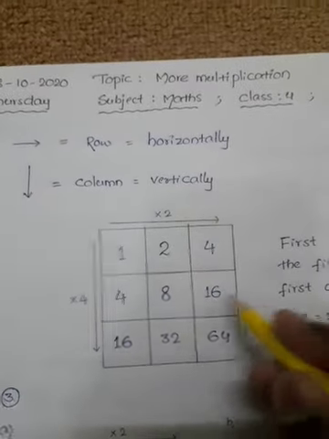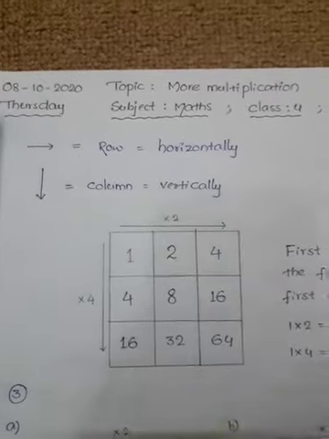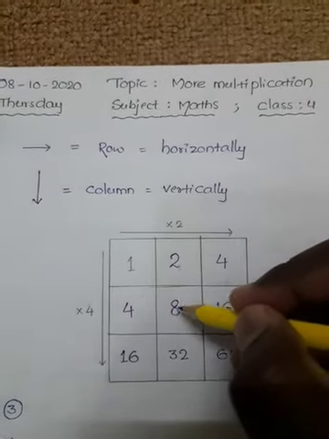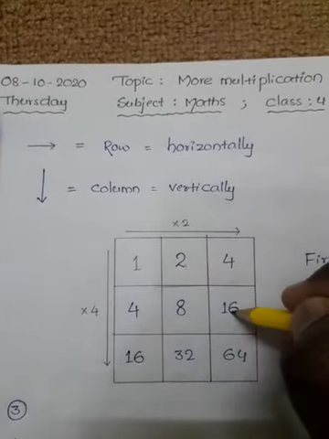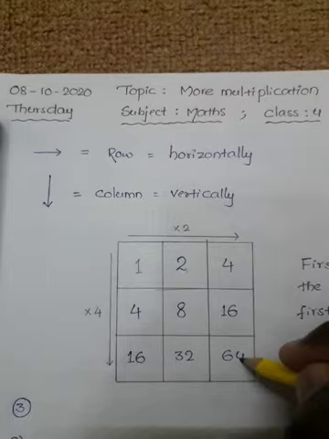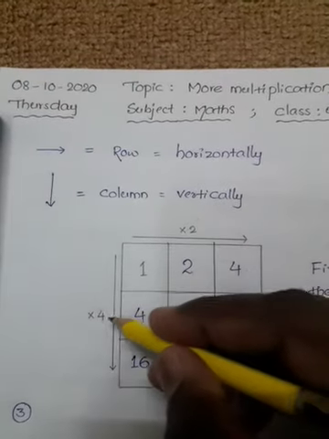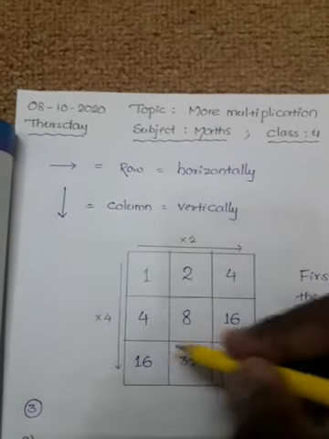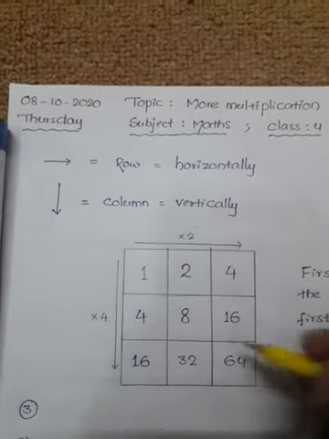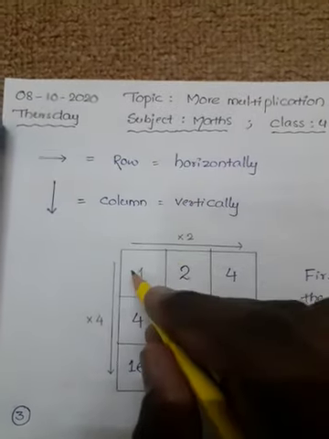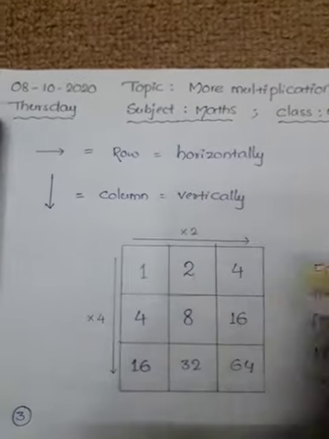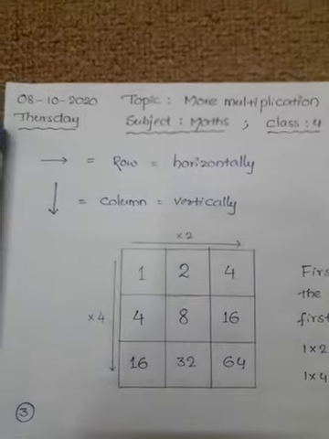Now, for the remaining numbers, you can use the row method or the column method, either is the same. Look at your example: 4 multiplied by 2 is 8, 8 multiplied by 2 is 16, 16 multiplied by 2 is 32, and 32 multiplied by 2 is 64. Or look here: 2 multiplied by 4 is 8, 8 multiplied by 4 is 32, 4 multiplied by 4 is 16, 16 multiplied by 4 is 64. Once you finish the first row and the first column, for the other values you can use the row method or the column method, anything you can use, okay.